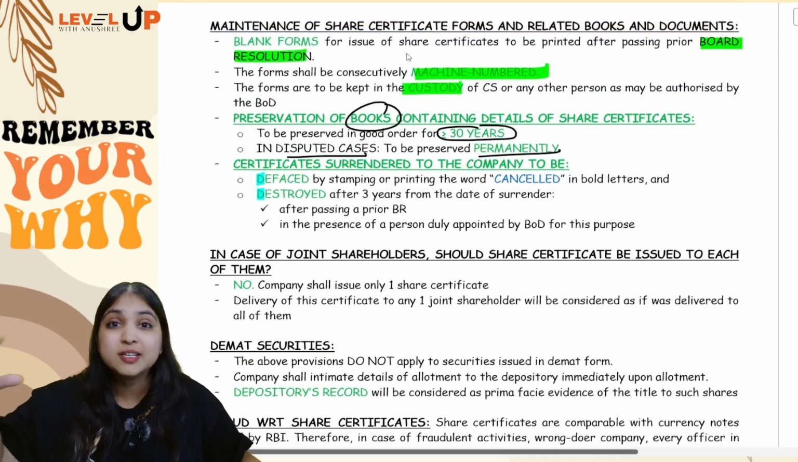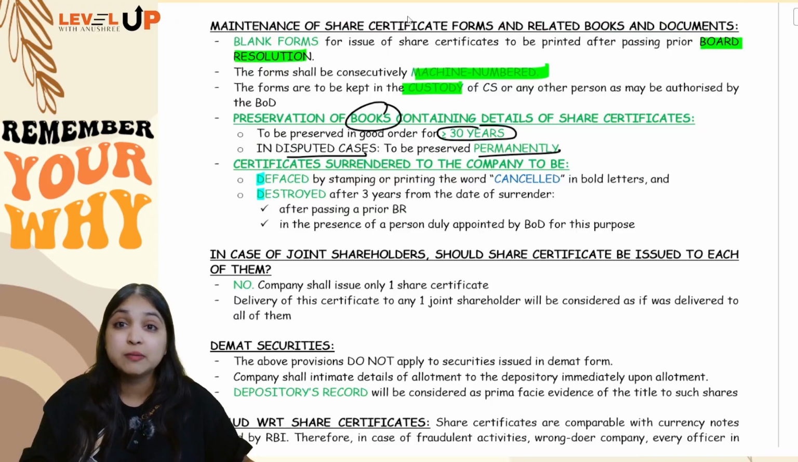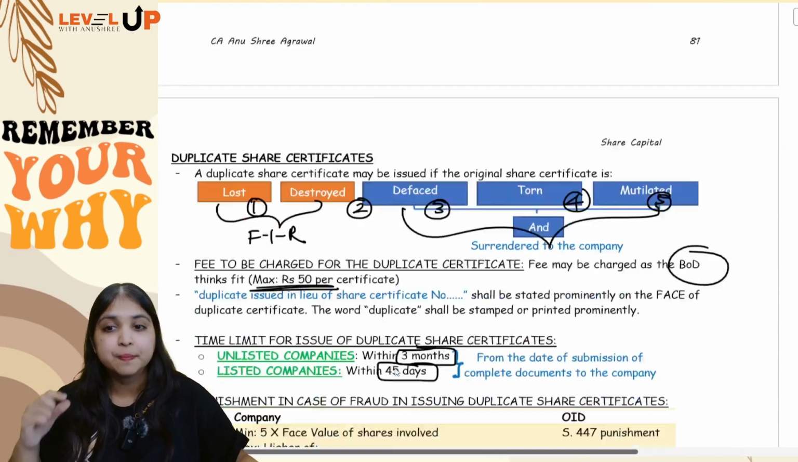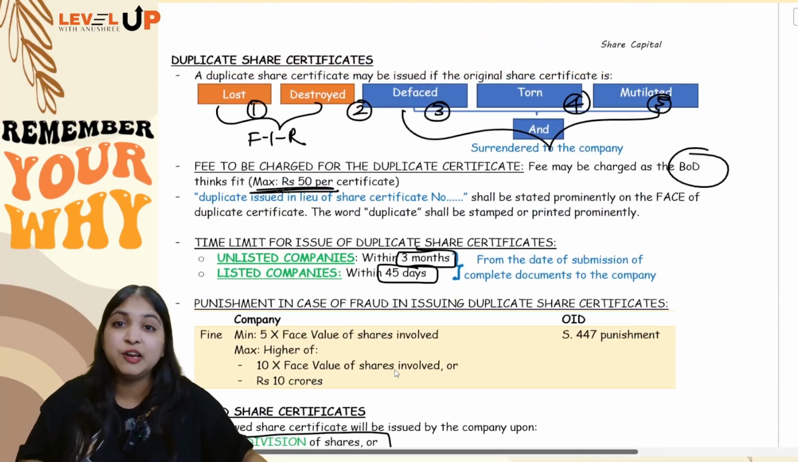Then remember, books containing details about share certificates have to be preserved for 30 years. If a dispute is going on, they have to be preserved forever. And then we had learned duplicate and renewed share certificates.